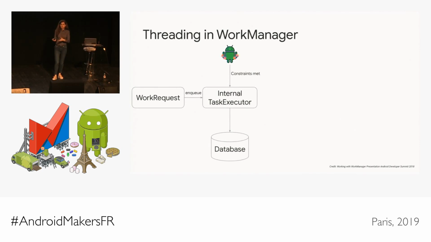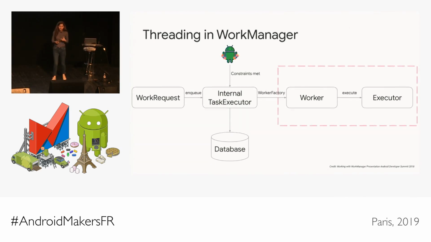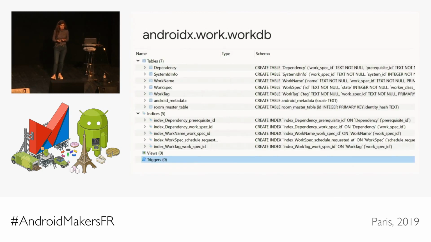After a period of time, our constraints are met, and we have a worker factory that will create a worker, and that worker will be executed by an executor. The executor is already implemented in the WorkManager. So this is how things work in the WorkManager regarding the trading strategy.